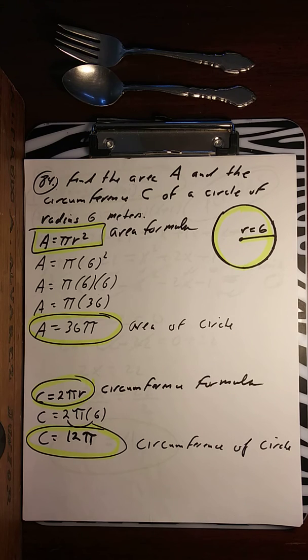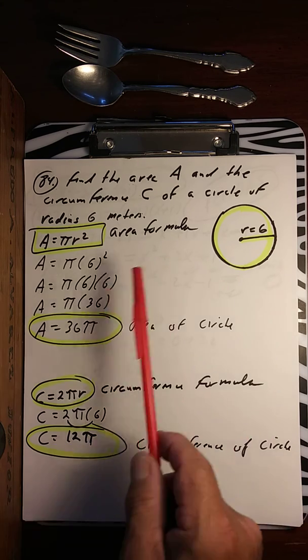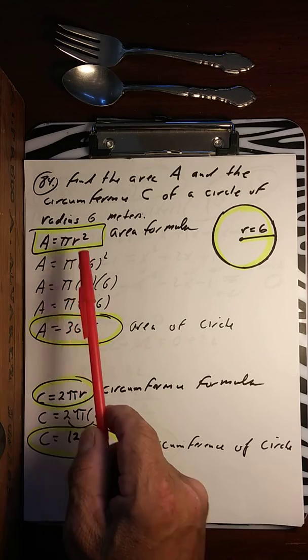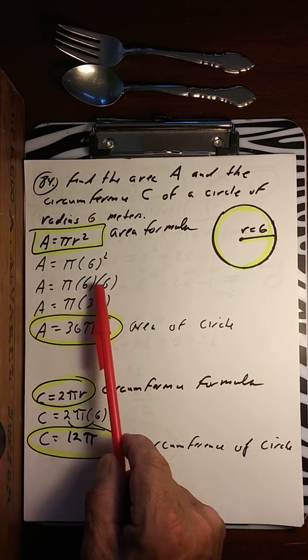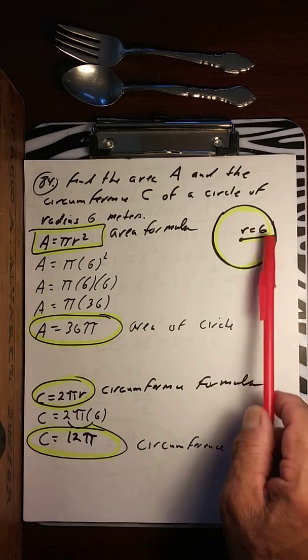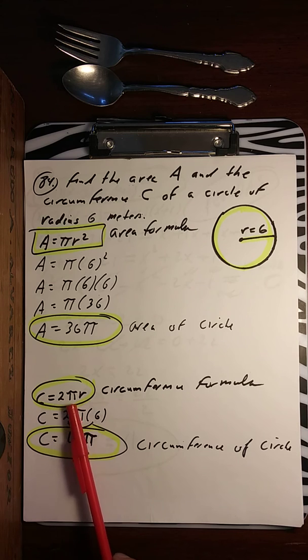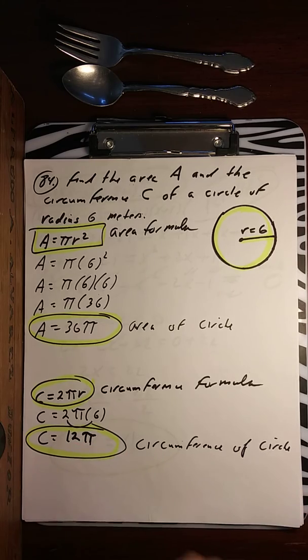Find the area A and circumference of the circle. R is 6. So A equals pi r squared. 6 times 6, 36. 36 pi is the area. Circumference, 2 pi r. So we put this in there. 2 pi r, 6 times 2 is 12, 12 pi is the circumference.